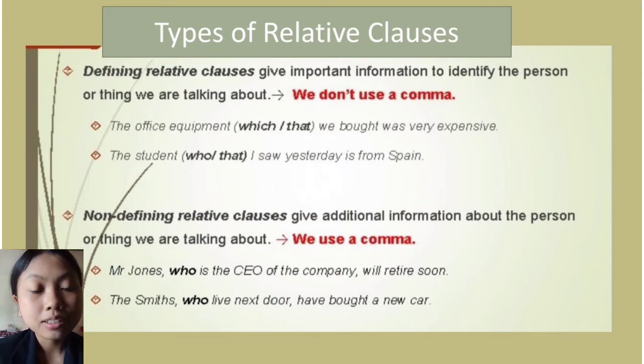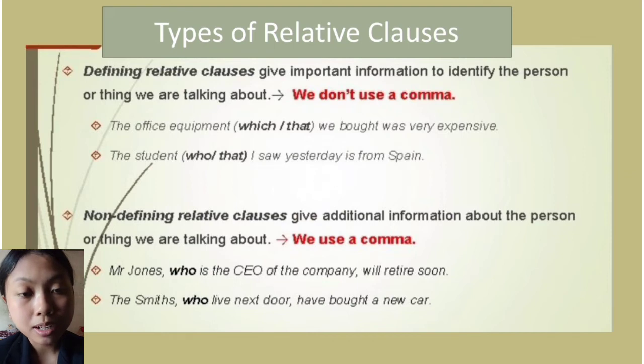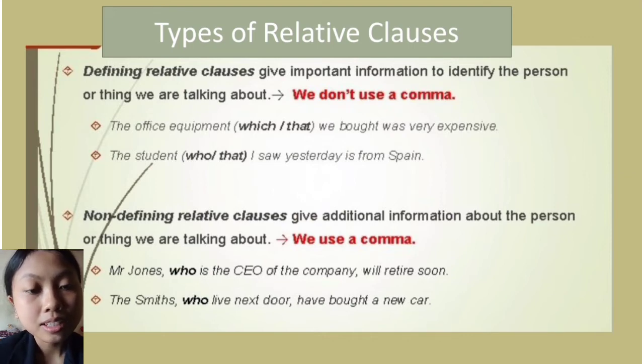In a defining relative clause, we don't use a comma. In the example sentences, we can use which or that. The first one is, the office equipment which we bought was very expensive. And then, the student that I saw yesterday is from Spain.